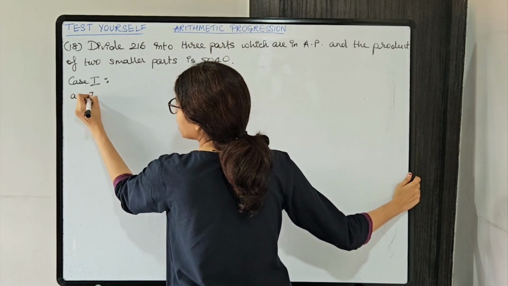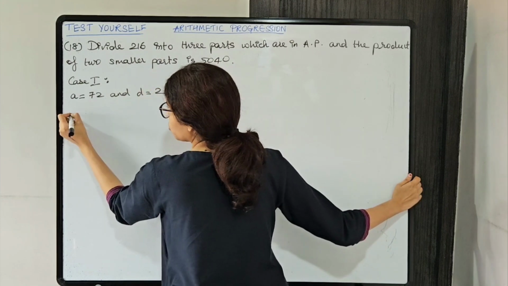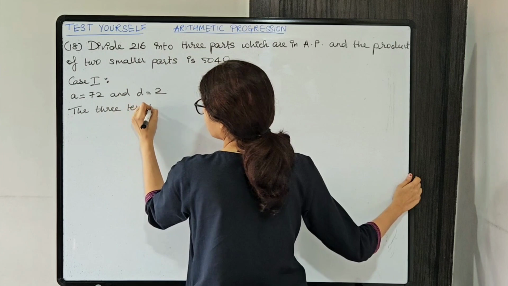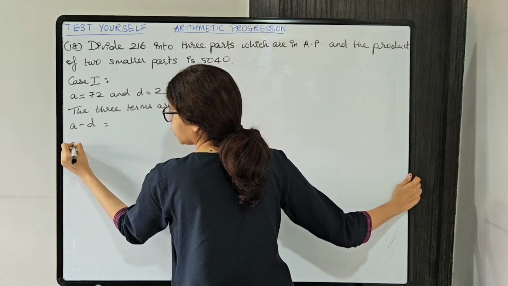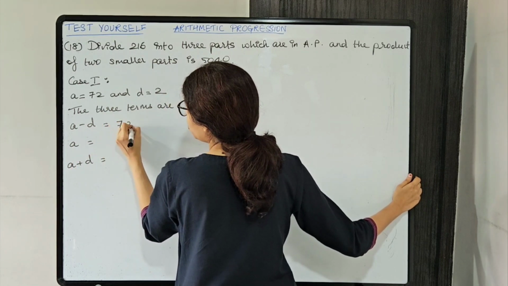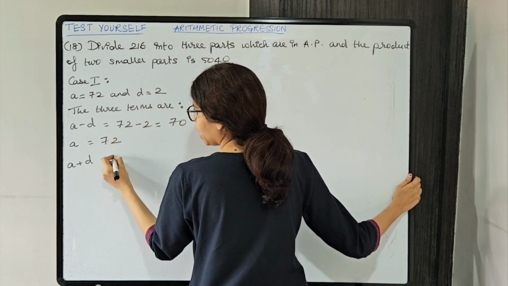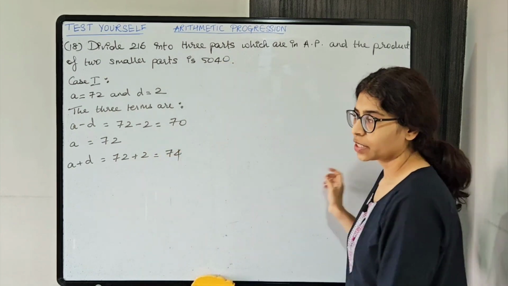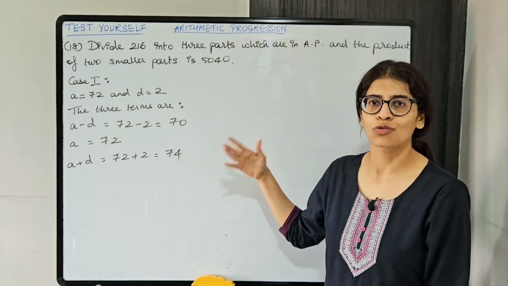a we got as 72 and d as 2. So the three terms are a minus d, a and a plus d. 72 minus 2, which is 70, 72 and 72 plus 2, which is 74. So the three terms will be 70, 72 and 74. Add करके देखो, you should get 216.